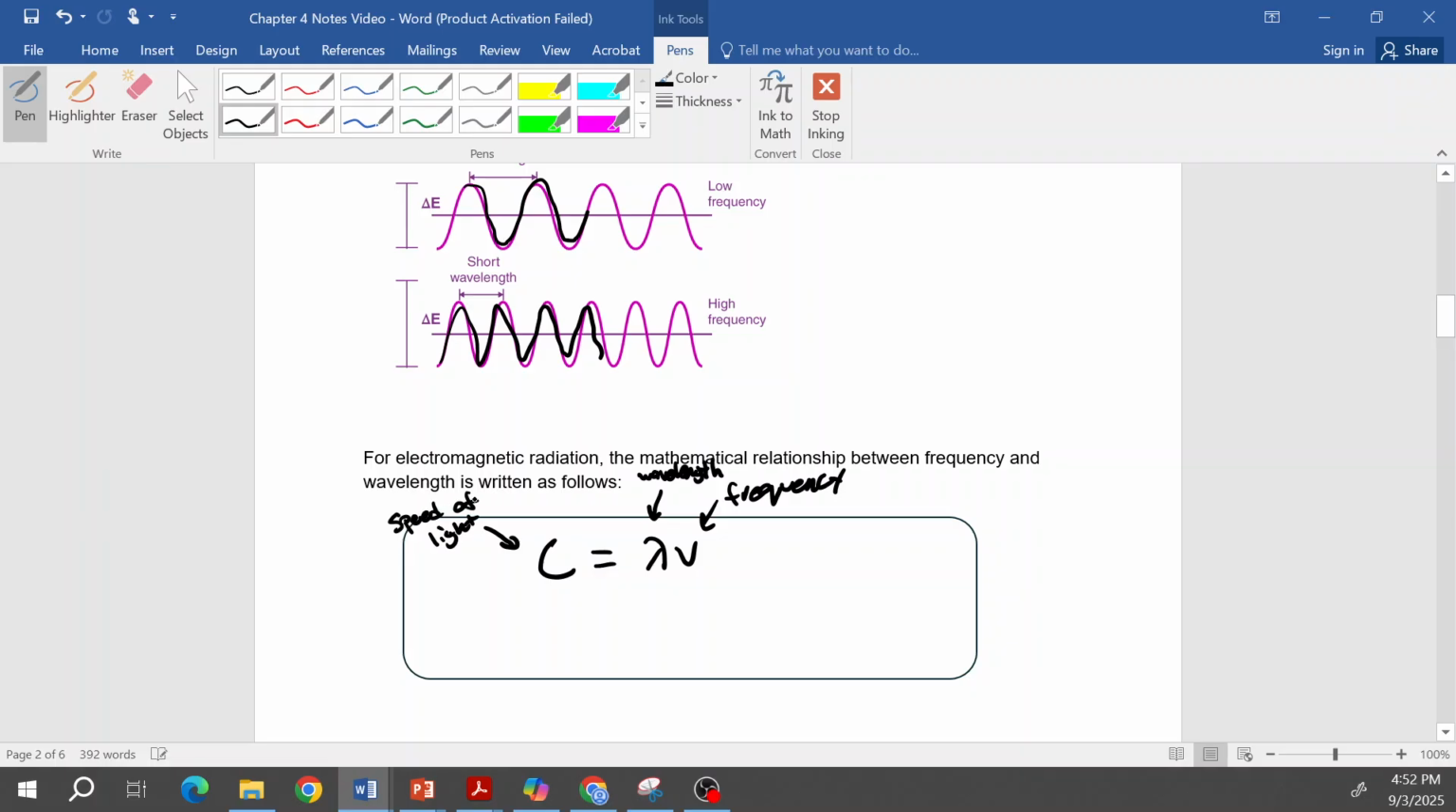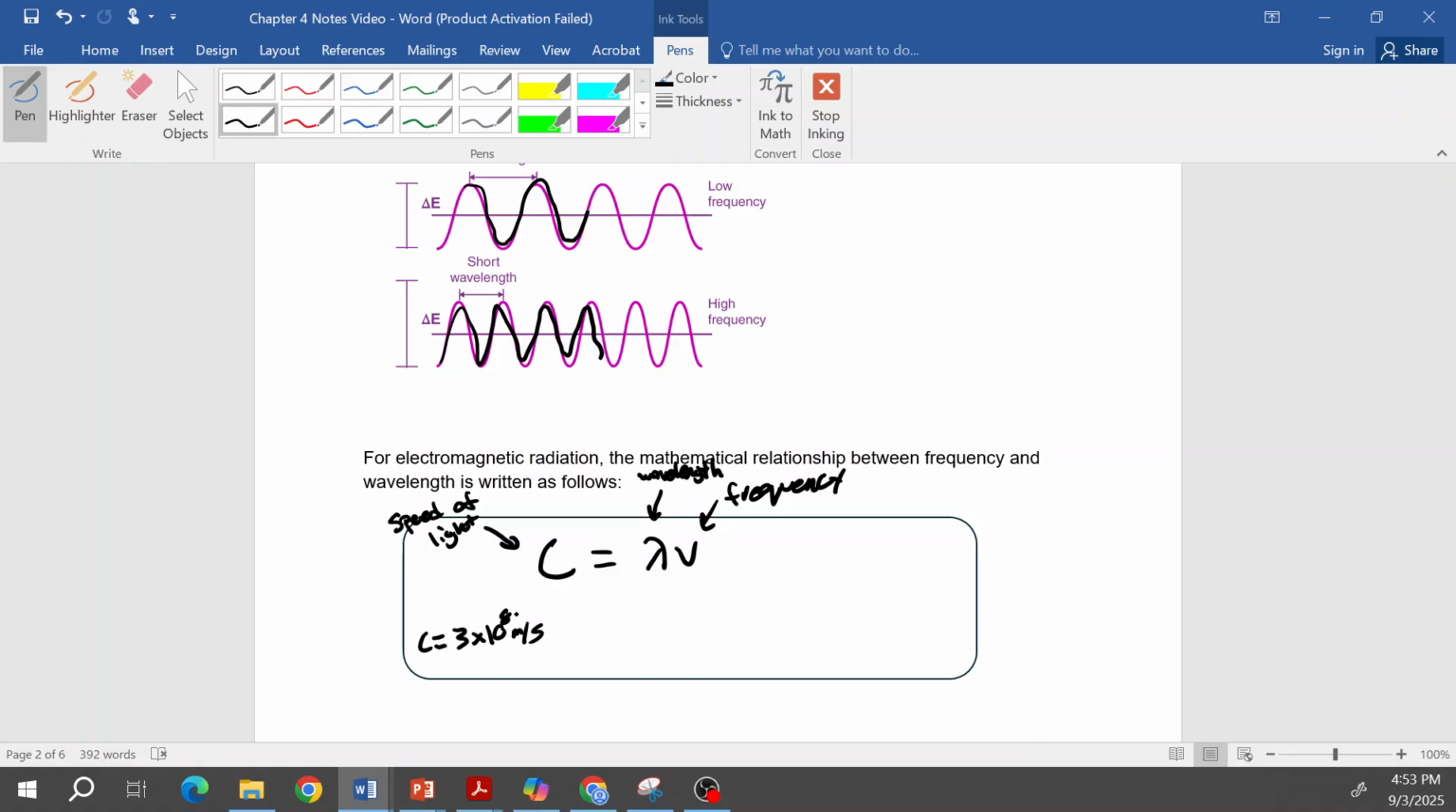And the speed of light is the same for all light. So if you have an X-ray or visible light or a gamma ray, any of those are going to have the same speed of light. And that's constant. That is equal to 3 times 10 to the 8 meters per second. That's a constant. It's always equal to that. So whenever you're doing calculations, always use 3 times 10 to the 8 for c.